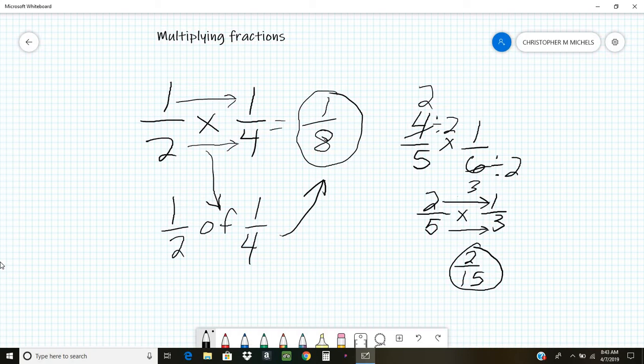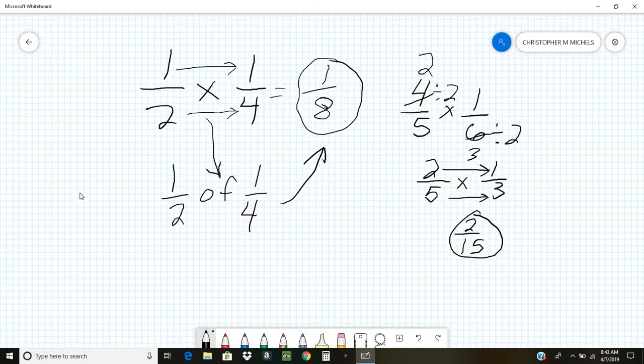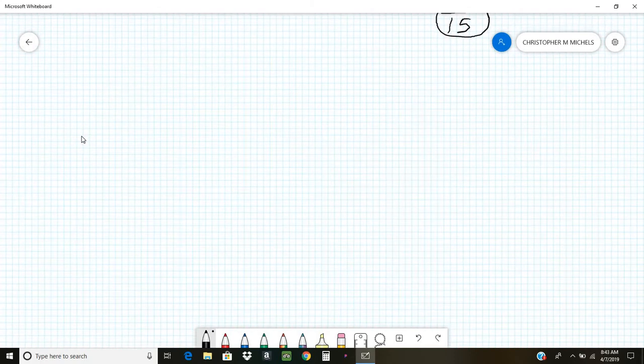Okay, let's try another one here because I want to kind of make sure you see every situation you could possibly run into fraction-wise. Let me get a fresh board here.